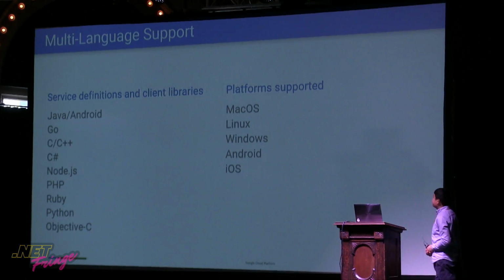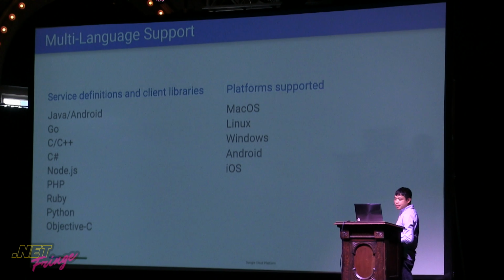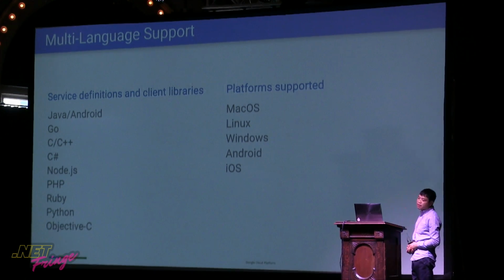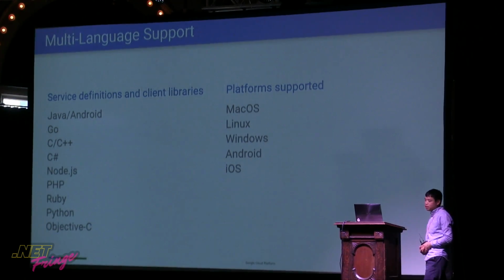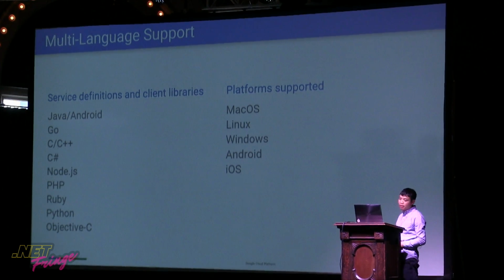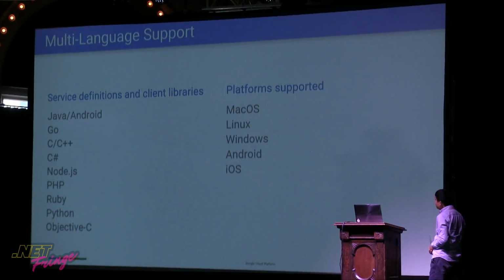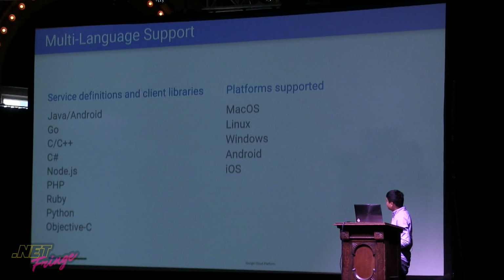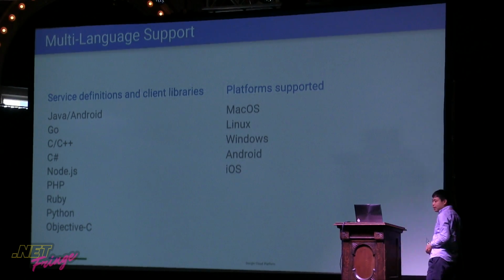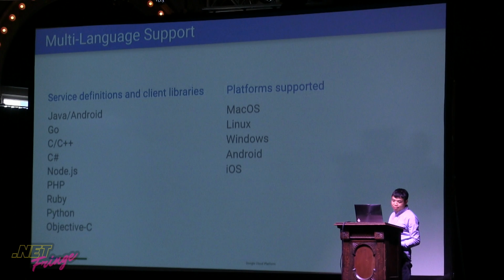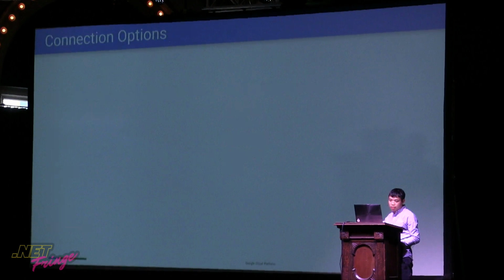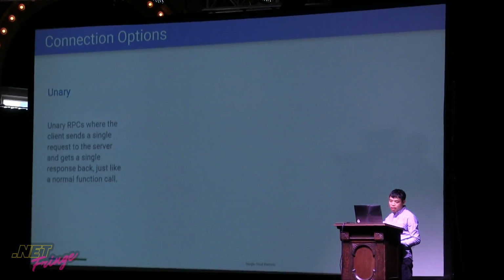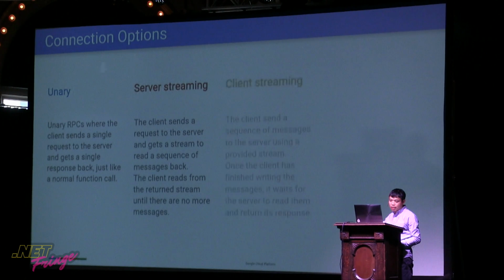gRPC has multiple language support. It supports Java, Go, C, C++, C#, Node.js, PHP, Ruby, Python, Objective-C, and platforms macOS, Linux, Windows, Android, iOS, all the platforms.